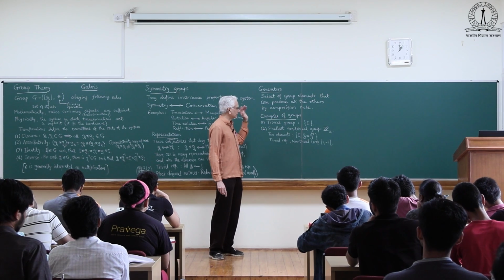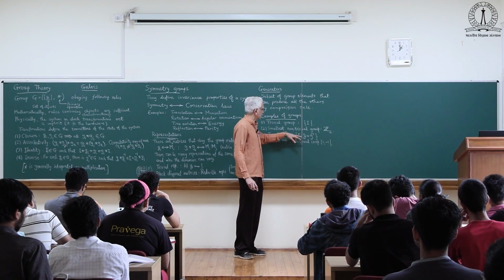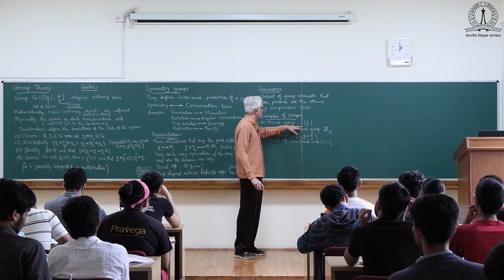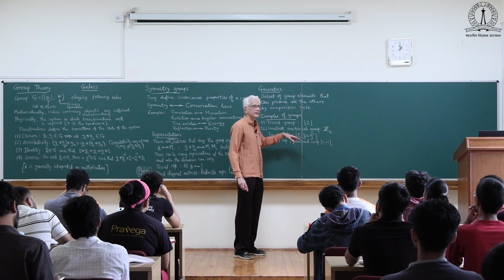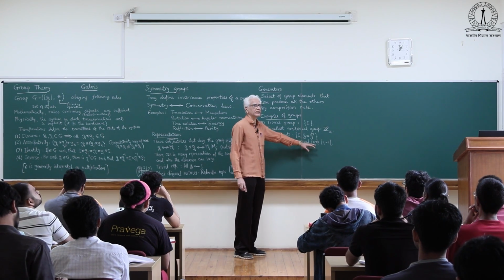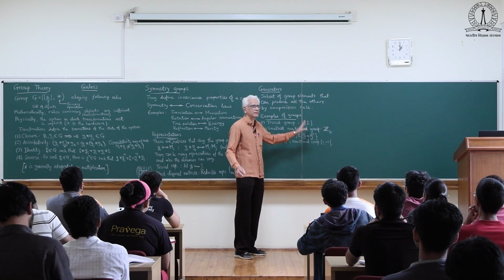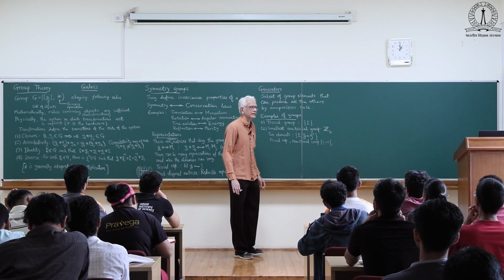Actually, there is a theorem you can prove which tells you that if you know the number of elements in the group, you can figure out how many irreducible representations exist. It cannot be arbitrarily many. It's a constraint.